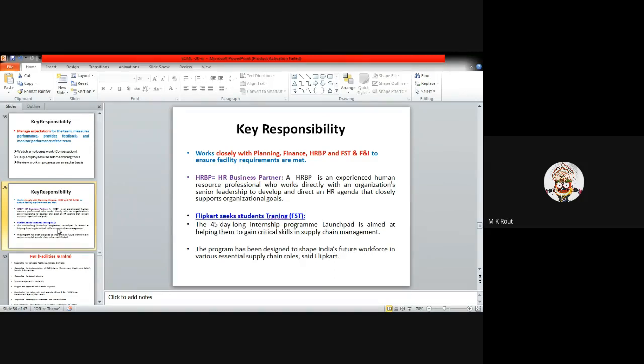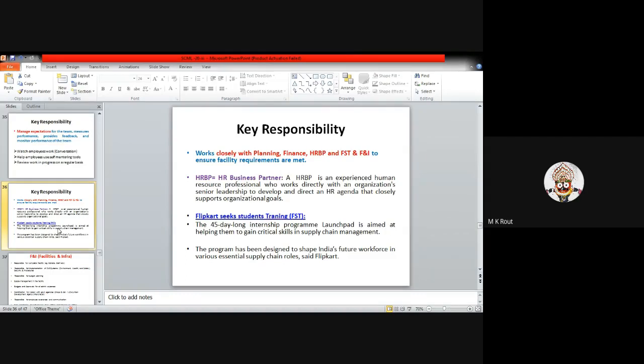The next is Flipkart Seeking Student Training. This is the most important thing. That is why I represent Flipkart. Flipkart has initiated the Flipkart Seeking Student Training. Why are they providing this training? During the high peak of demand, especially with reference to customers, Flipkart gains more advantages by engaging MBA students or graduate students in the warehouse.